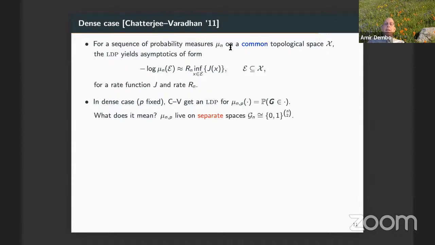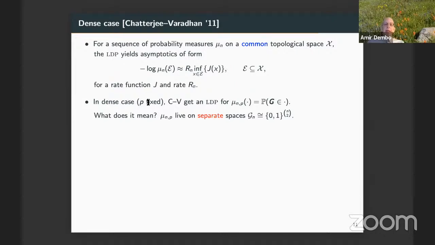If you have a set of probability measures on a common topological space, a large deviation principle is asymptotics of the form minus log of the probability, up to a scaling, is given by a solution of a variational problem where you take the minimum over all the possible entries in the set you care about in your space X of a certain rate function J.